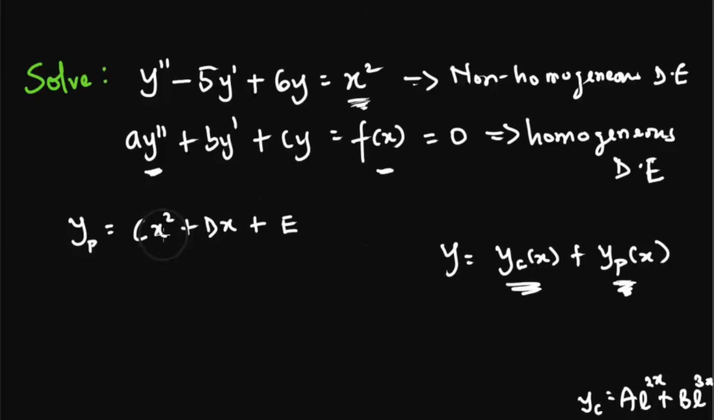So what we do now is to differentiate. So y prime becomes 2cx plus d, and y prime prime becomes 2c.